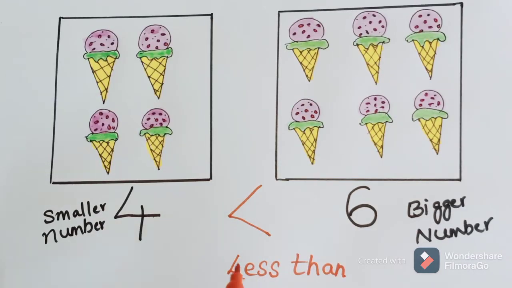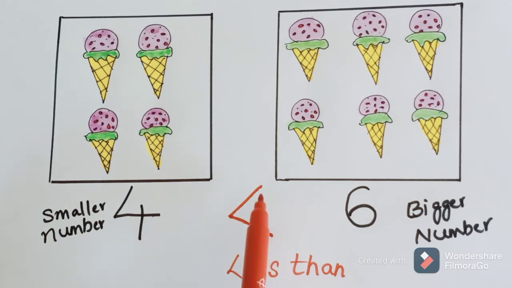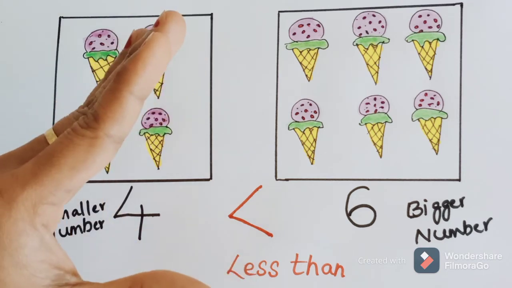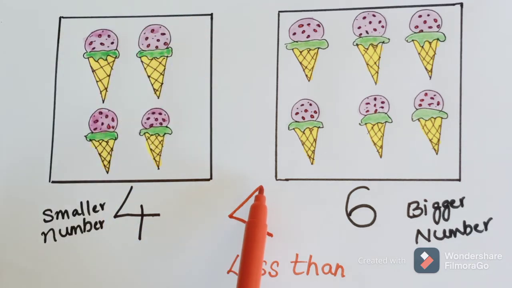Yes, it is the symbol used to show the smaller numbers. What is the name of this symbol? It is less than. Left hand open-ended symbol. If you show your left hand like this, it is used to show the smaller numbers. So the open end of the symbol should always face the bigger numbers, and the arrow points towards the smaller numbers.